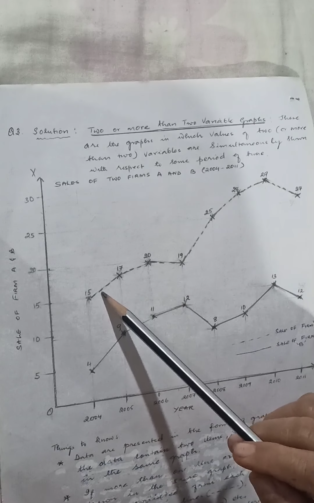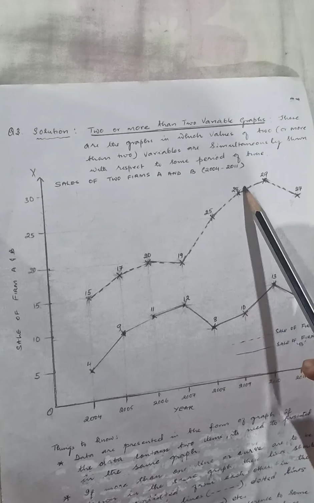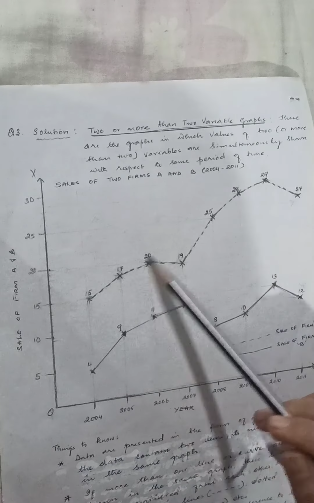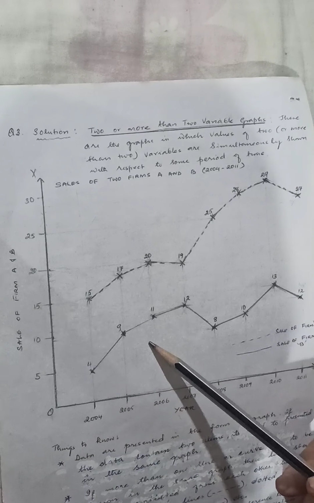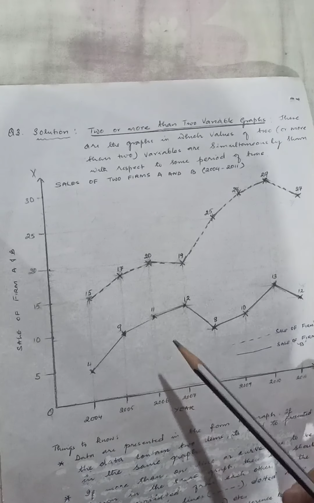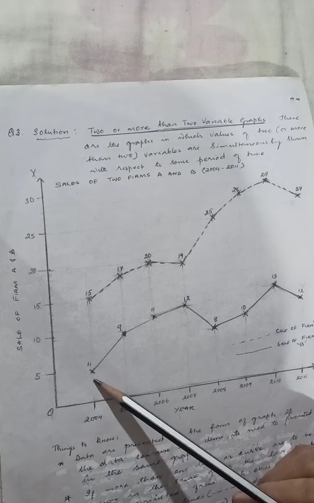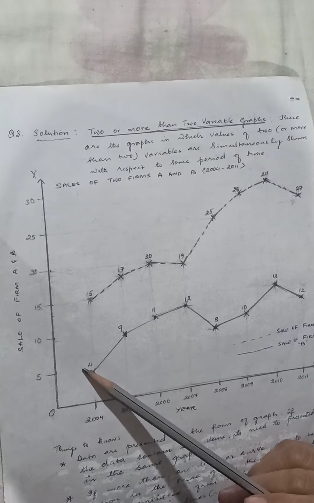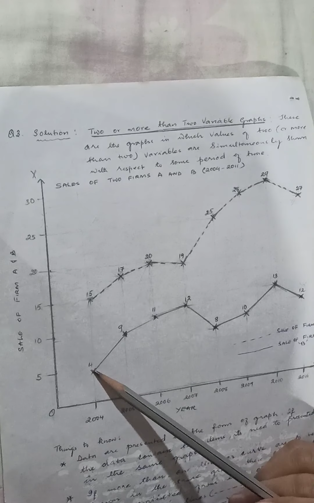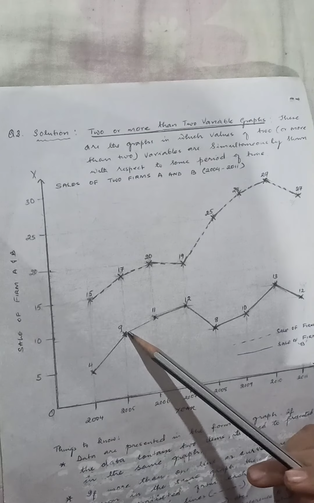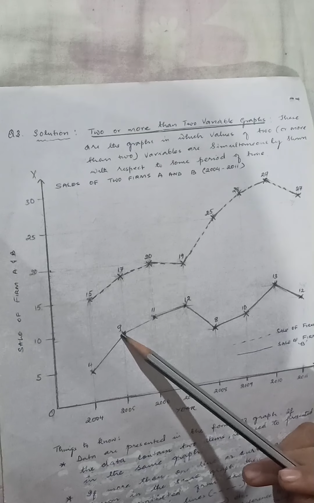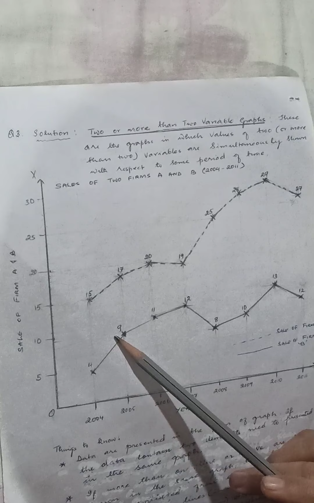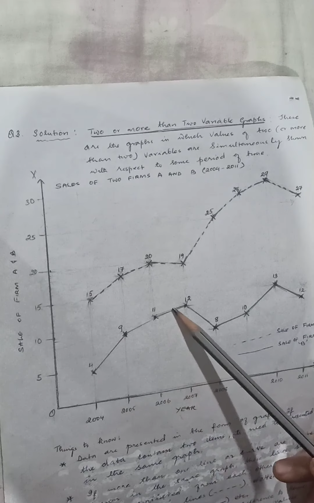I'm using a broken line here. This represents sale of farm A. After completing it, we need to do the sale of farm B. So for farm B in 2004 it is 4, okay, 4 in 1000 units, so I plot it here. And in 2005 it is 9, okay, 9 in 1000 units, like this.